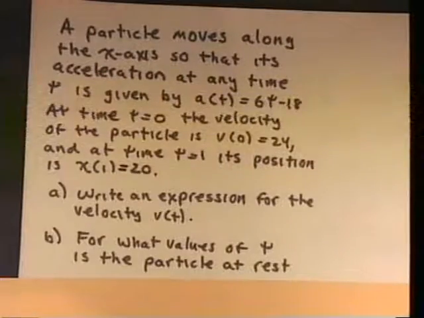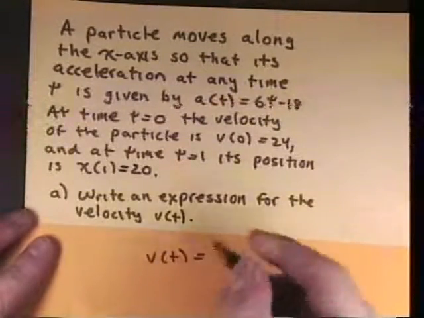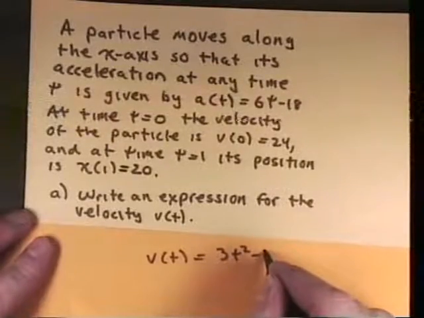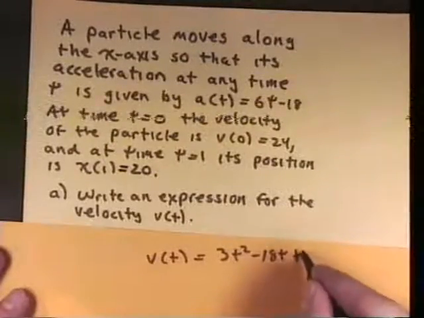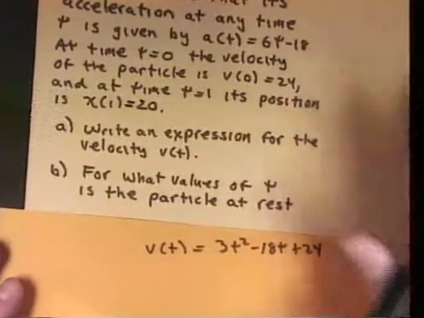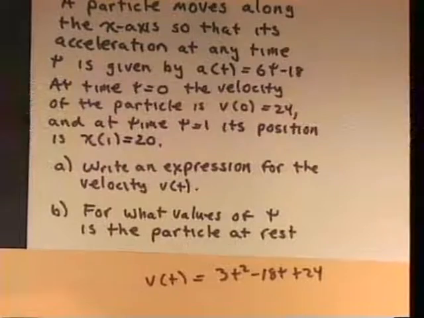I got a problem for you, Jermaine. Let's go with that problem that Mary from W.T. White was doing. Were you doing this problem with her when it was up a couple minutes ago? No, I just walked in. Okay. Well, she found that the velocity was equal to 3t squared minus 18t plus 24. Okay, and now part B in the same problem says, for what values of t is the particle at rest? When is it resting?